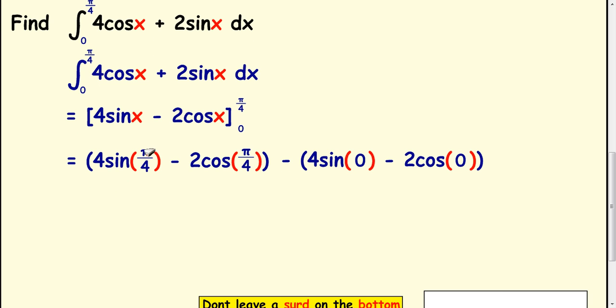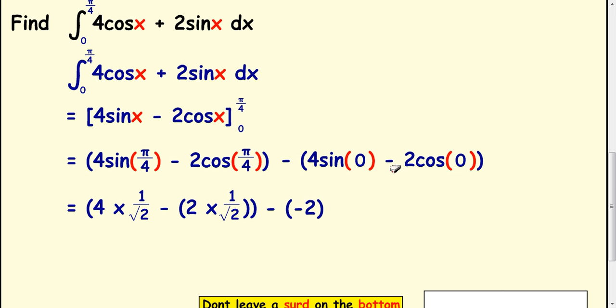Okay, so let's look at how to do this. Well, pi over 4, that's 180 divided by 4, which is 180 and then 90 and then 45. So that's 45 degrees. So sine of 45 degrees is 1 over root 2. So really what we have there is 4 times 1 over root 2. And the same here, 2 times 1 over root 2, because the cos of 45 is 1 over root 2 as well. Take away, the sine of 0 is 0 if you picture the sine wave, and cos of 0 is 1, so we've got a negative 2 there. But we're taking away negative 2. That's why I've put it in brackets here.